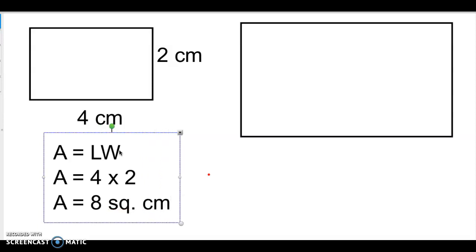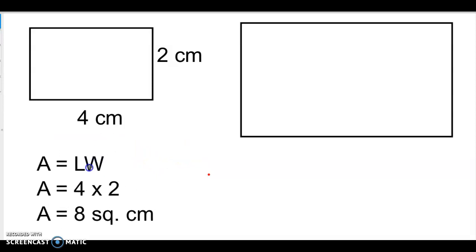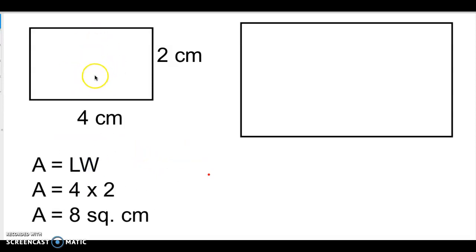Remember from previous lessons that area is how many square units are inside this figure right here. I'm going to change these dimensions. When I say change the dimensions, I mean I'm going to change the length and the width, and what I'm going to do is double them. Doubling means multiplying by 2. So the length would become 8 centimeters. And the width, instead of being 2, we're going to double it, which means we're going to times it by 2, and it's going to become 4.